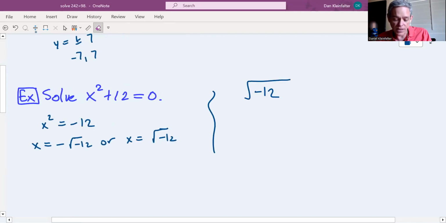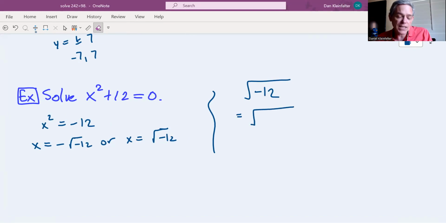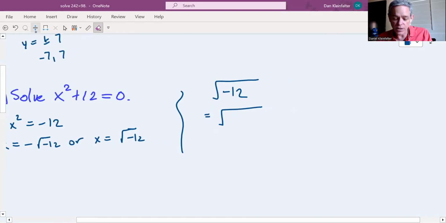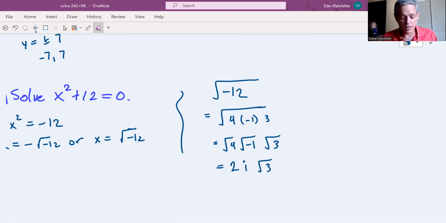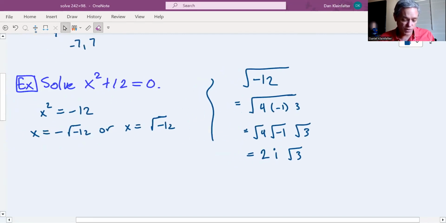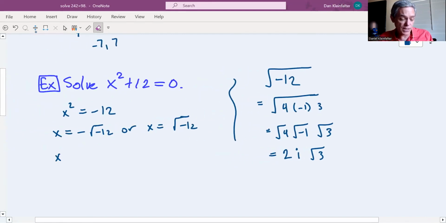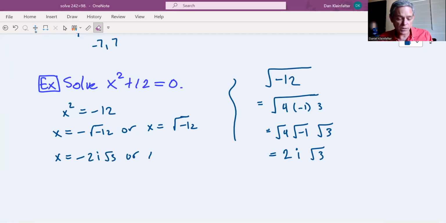So square root of negative 12. We're going to factor the radicand into perfect squares and everything else. So negative 12 is 4 times negative 1 times 3. We'll write that as the square root of 4, the square root of negative 1, the square root of 3. That will give us 2i square root 3. Remember, i is the square root of negative 1. So then for this, x will be minus 2i root 3, or x will be plus 2i root 3.